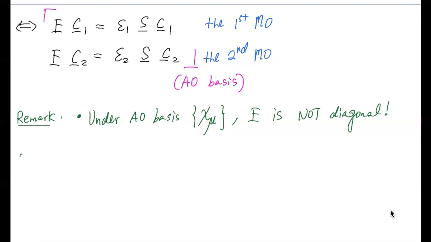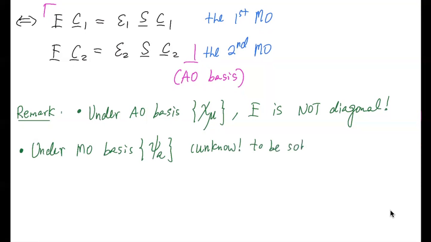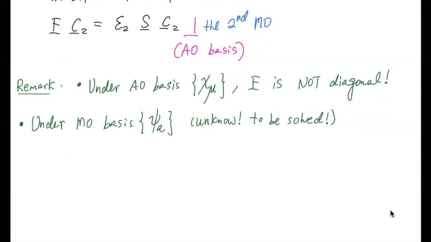However, there is actually another way to do the calculation, if you choose the MO basis. That is, if you choose psi A as your basis function, which of course is unknown, this is to be solved, then F is indeed diagonal. Right? Because you have already solved the Roothaan equation in order to get the molecular orbital basis, right?